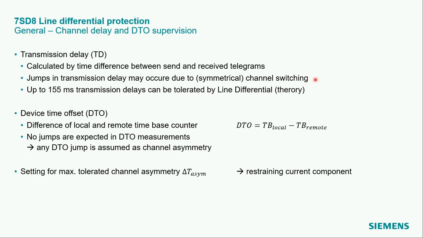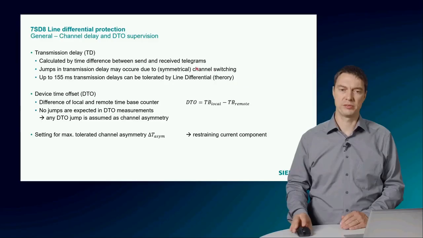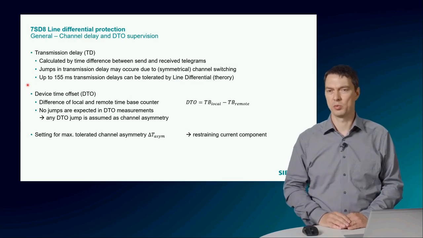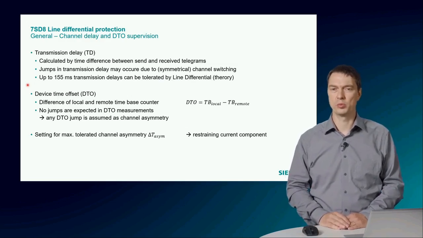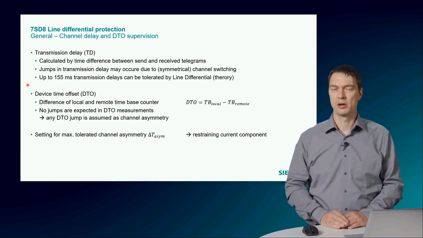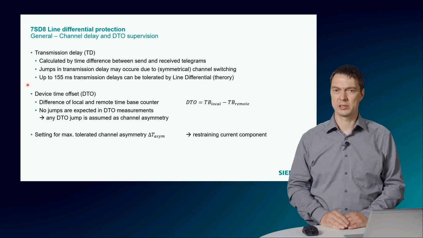The algorithm can handle up to 155 milliseconds of transmission delay. But this is more a theoretical value. Normally you will tolerate only a few milliseconds or 10 milliseconds of transmission delay. Otherwise, the communication channel might not be suitable for this protection principle.